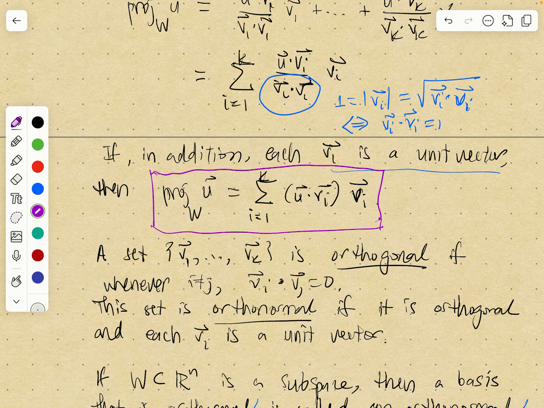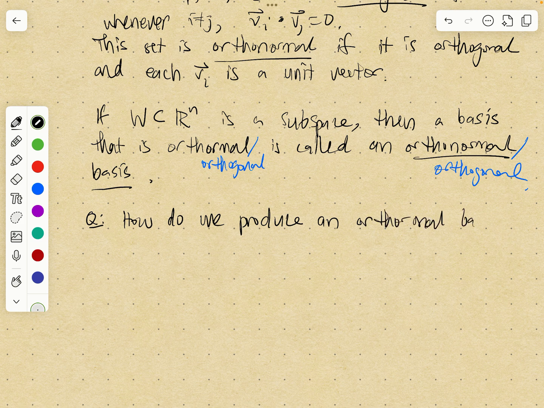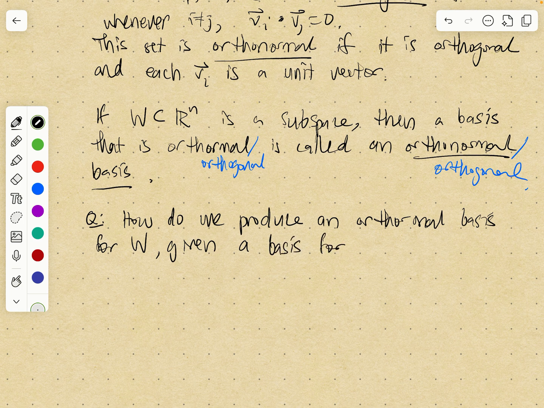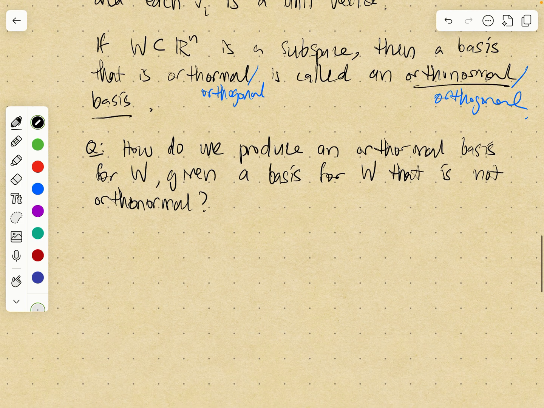And so the question is, how do we produce an orthonormal basis for W if we're given a basis for W that is not orthonormal? And the answer is given by something called the Gram-Schmidt procedure, or Gram-Schmidt process.